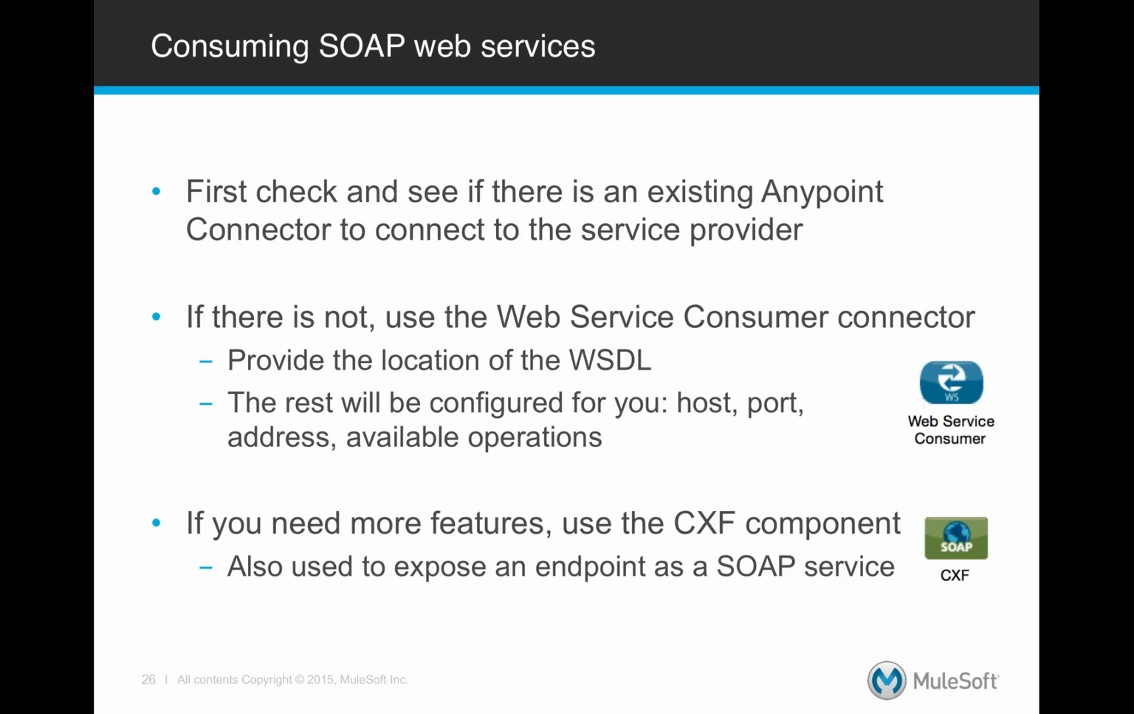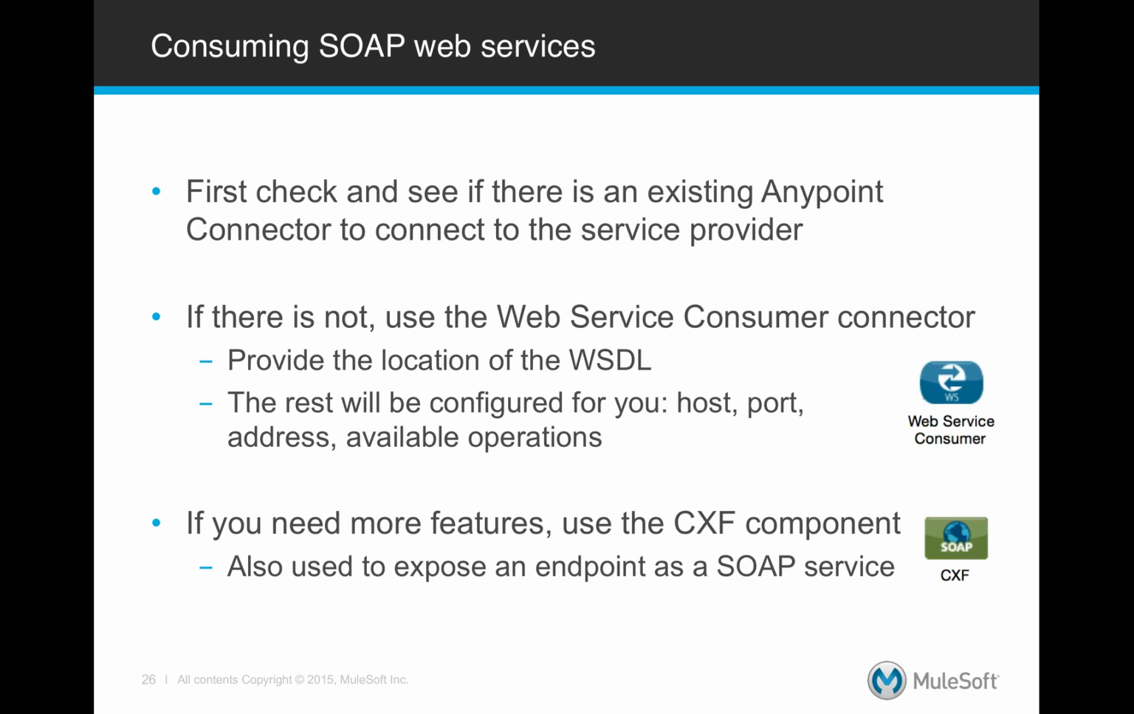Now, when you're consuming SOAP web services, we first check and see if there's an existing Anypoint connector, just like before. So starting off, if we're connecting to Salesforce, we go out, we see there's a Salesforce connector, we can use that. If there's not, but we still want to interact with this SOAP-based API, this is where our consuming options come into play. First off, we've got a great new tool called Web Service Consumer.